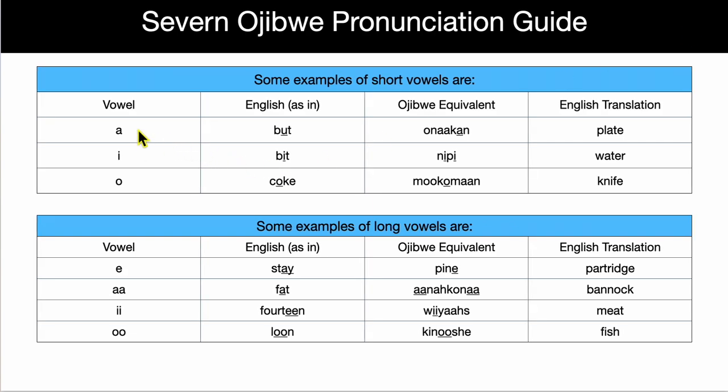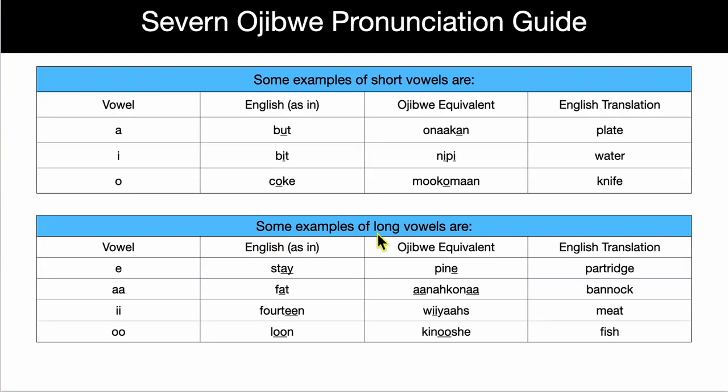So the short vowels A, I, O, as in English, for example, but for A, onagan, an Ojibwe equivalent, onagan. Onagan is a plate. I is a bit. Nebe. Nebe is water. O, cook. In Ojibwe, mokoman. Okay, O right here, mokoman is a knife.